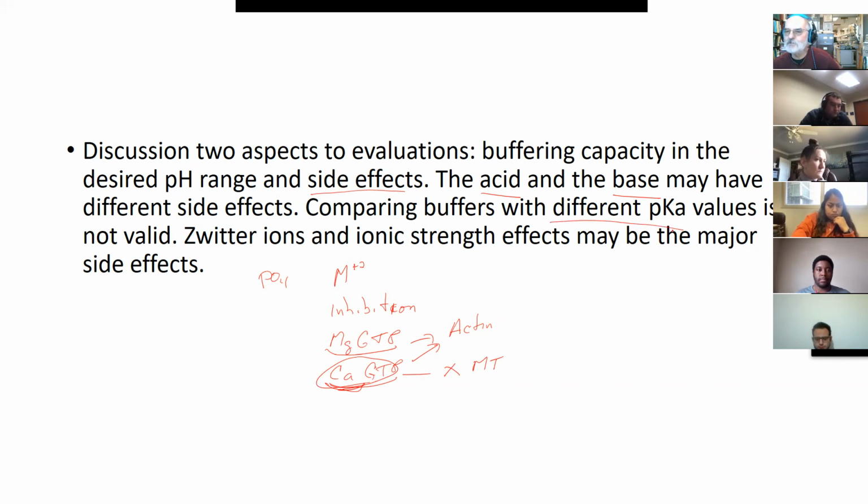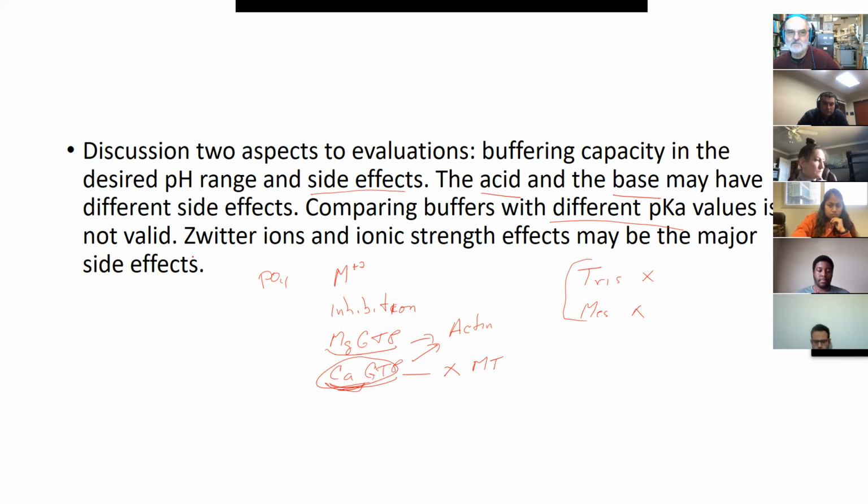Comparing different buffers doesn't work unless they actually buffer in the pH region that you're working with. Okay, I think the example I mentioned in the book is they say comparing Tris and MES or Tris and phosphate doesn't work because these have completely different pKs. And so they don't have similar buffering capacity, and so it's not really a fair comparison. You really should only compare buffers that have similar buffering capacity.